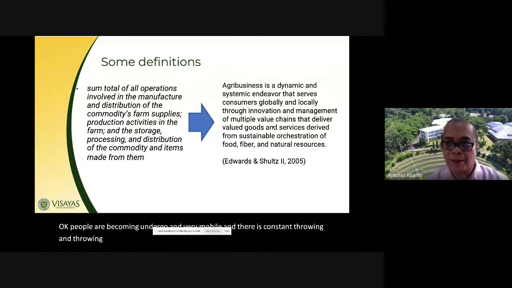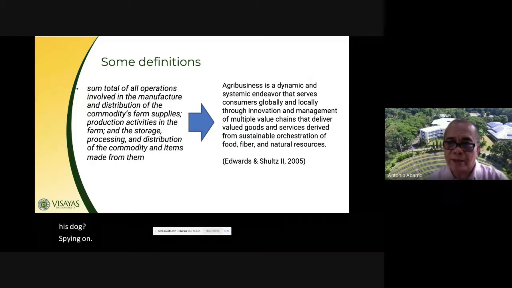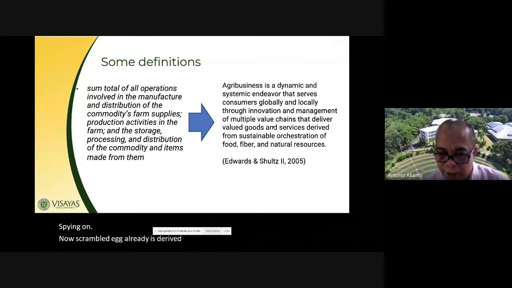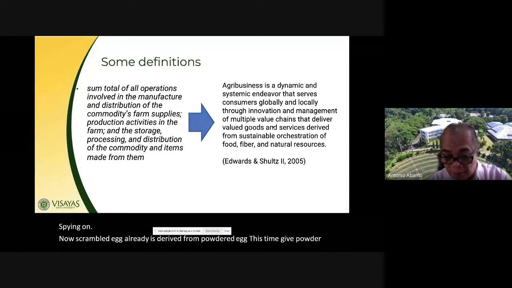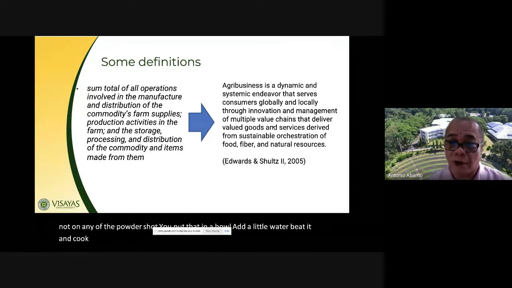People are very mobile. So what can you do? How can you make sure that they can eat scrambled egg wherever they go? Something they can carry along with them. Now, scrambled egg is derived from powdered egg. The egg is powdered; you put that in a bowl, add a little water, beat it, and cook. It comes alive like a freshly cooked scrambled egg.